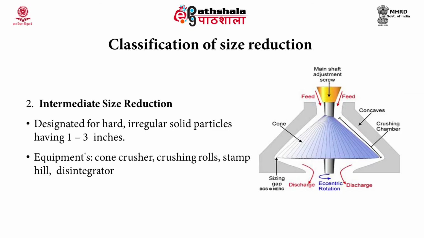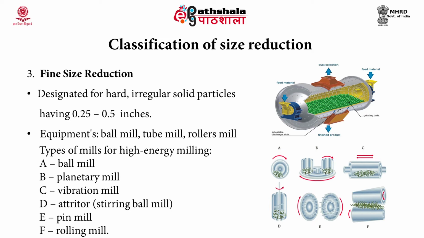When you talk about intermediate size reduction, it is designated again for hard, irregular solid particles having a size range of 1 to 3 inches. The various equipments used for intermediate size reduction include cone crusher, crushing rolls, stamp mills, and disintegrators. The size of particles where fine reduction is done is 0.25 to 0.5 inches. Again, these particles can be hard and irregular. The equipments used include ball mills, tube mills, and roller mills. These types of mills are for high energy milling.